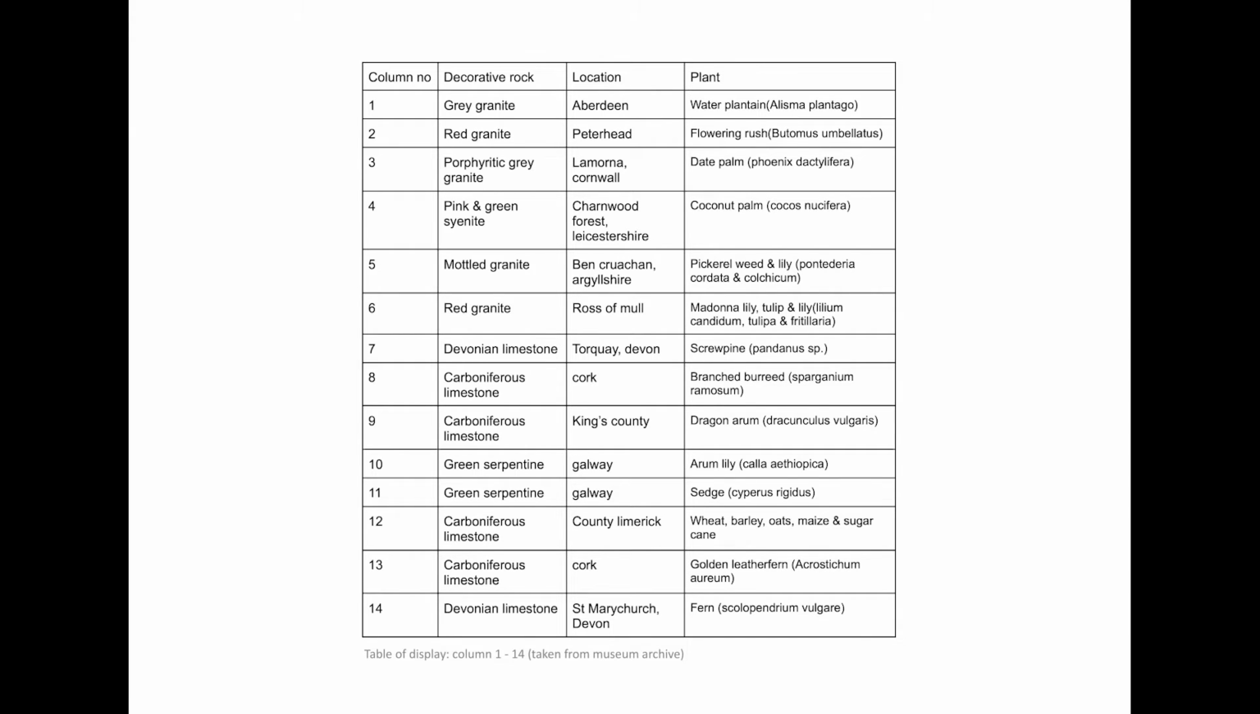I gathered information from the museum archive to make a table of the details of the items being displayed, the type of rocks, location of the quarry of the rocks, and the species of plants. I started with the decorative rocks.